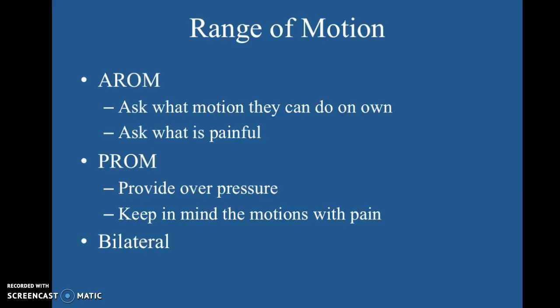And then passive range of motion. So once I've decided what is most painful and what their active range of motion is, I might provide some overpressure. And I keep in mind those motions with pain, and obviously be more gentle with those movements. And then always bilateral for this, so I'll have them slide both shoes off when evaluating so that I can assess both sides and compare.